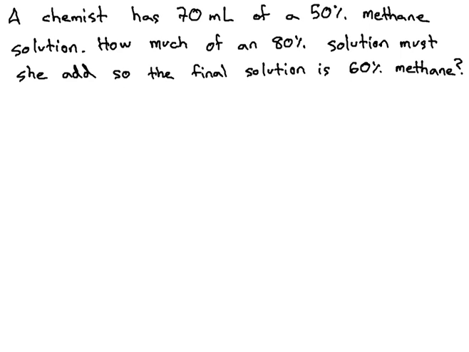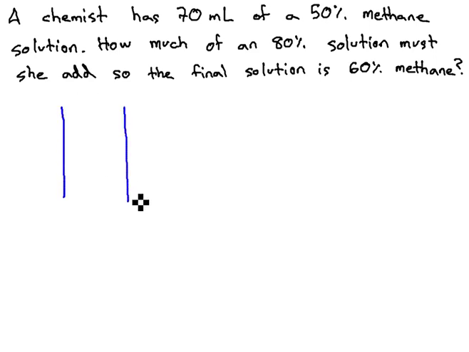In this video, we're going to look at a mixture problem, where we have to decide how much of each solution to use to get the appropriate final solution. We have a chemist who has 70 milliliters of a 50% methane solution. She wants to know how much of an 80% solution she must add so that the final solution is 60% methane.